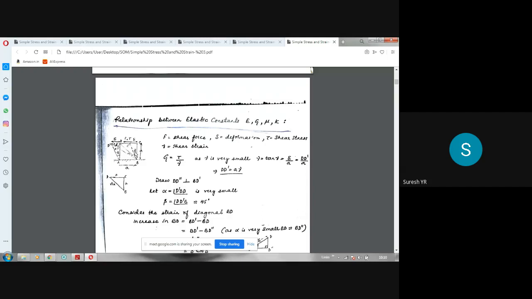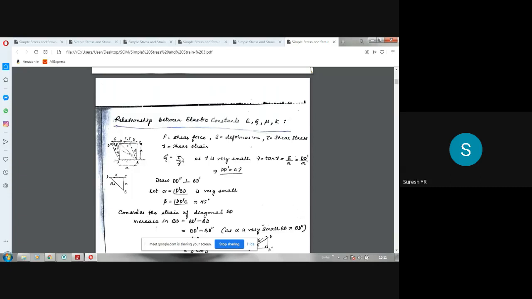Because gamma is equal to tan gamma. When gamma is very small in radians, gamma can be taken equal to tan gamma. In this triangle, tan gamma will be delta divided by A. CC dash is delta. So delta divided by A. That's what I have written here.